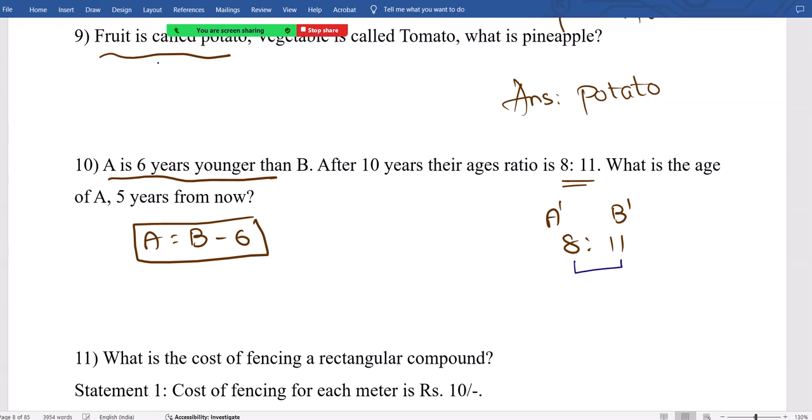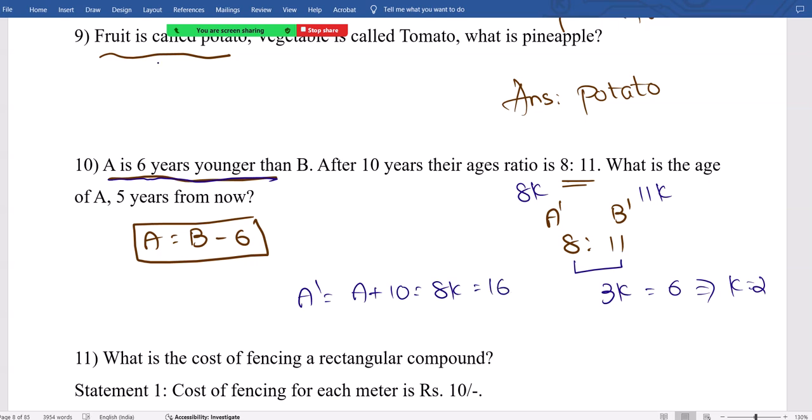So here the difference is 3k, that's given as 6, so k is equal to 2. Here A is 8k, B is 11k. Because of the ratio 8k, 11k, A is 3k less than B. The difference is 6, so k is 2. Now A's age after 10 years, A dash, is A plus 10, which is 8k, that is 16. Now the question is age after 5 years: A plus 10 is 16, so A plus 5 is equal to 11.